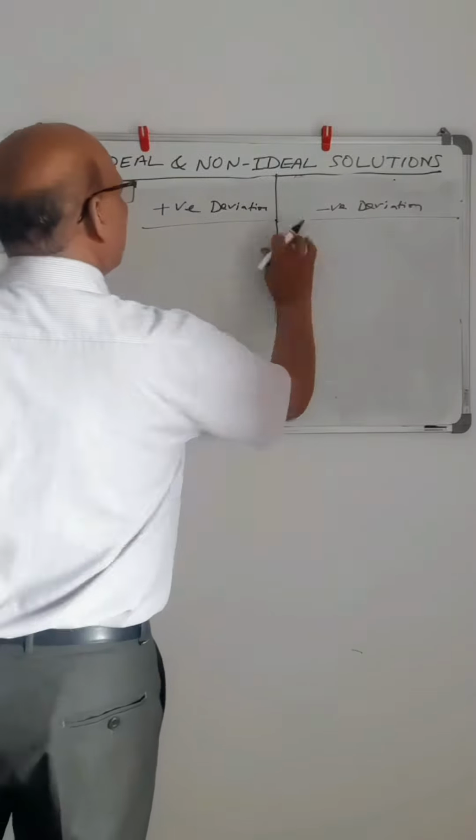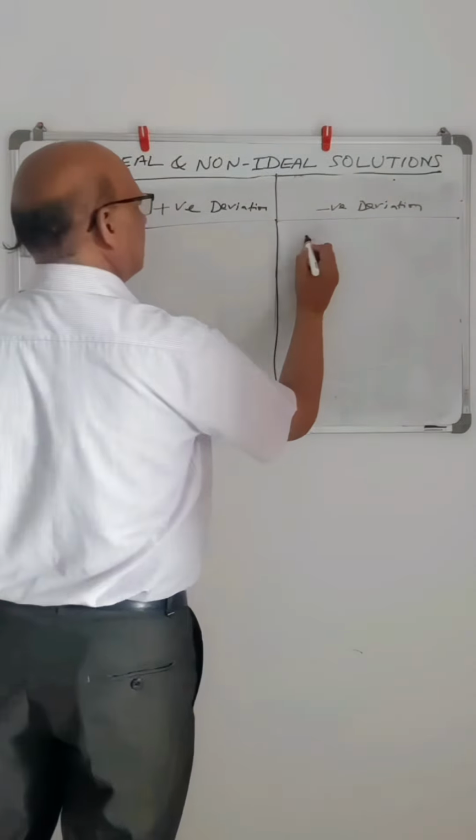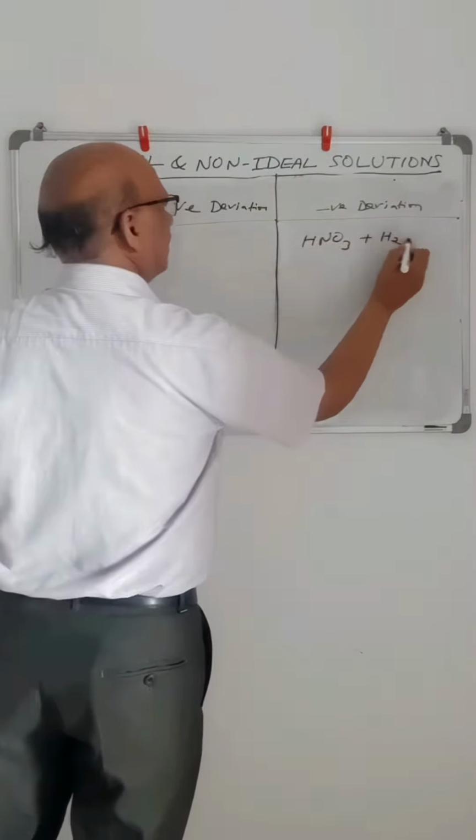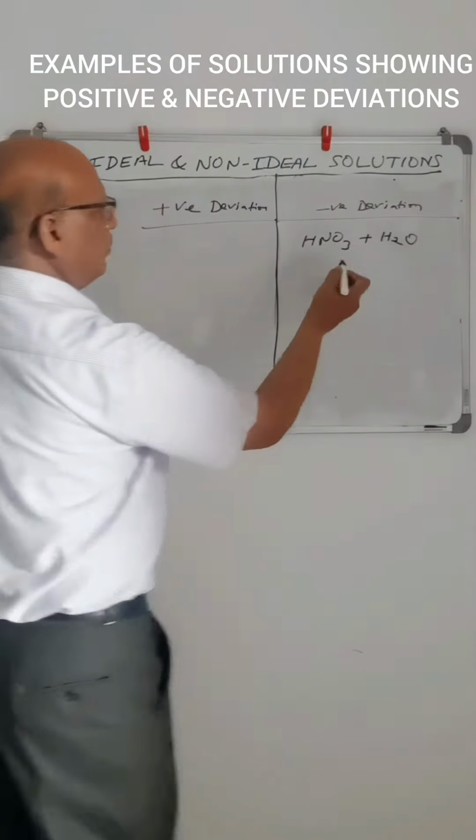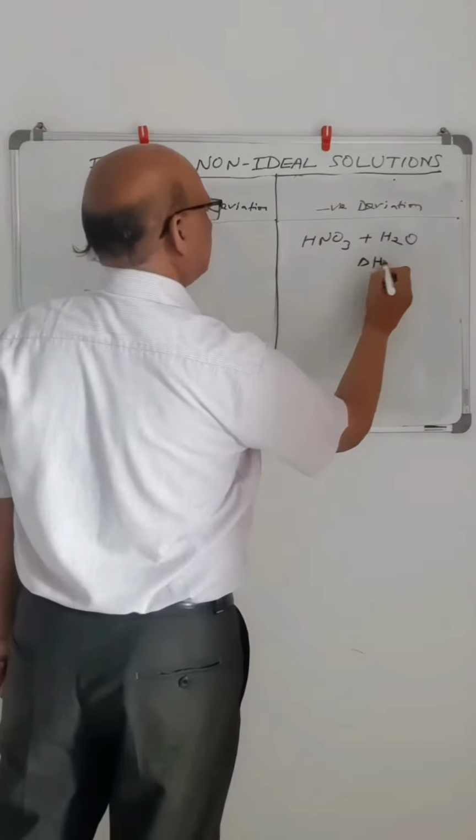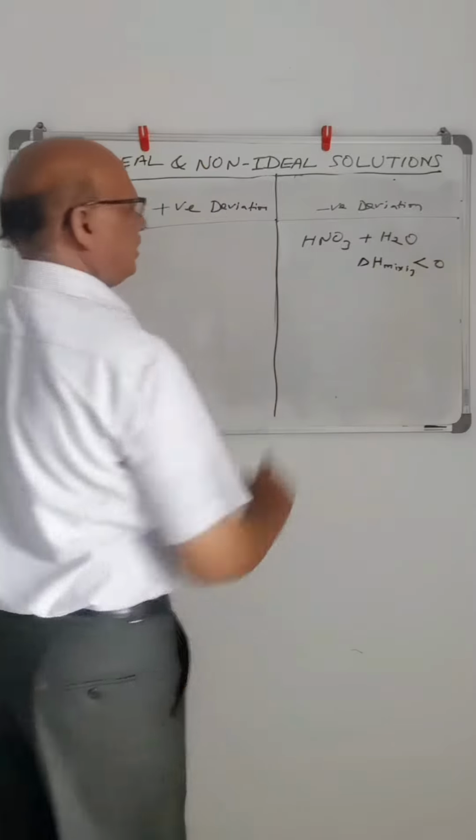First we take the solution showing negative deviation. Suppose I take a solution with, say, HNO3, nitric acid, plus water. It will show negative deviation. As we know, whenever we mix some acid in water, it is an exothermic process, so delta H mixing will be less than 0, so it is showing negative deviation.